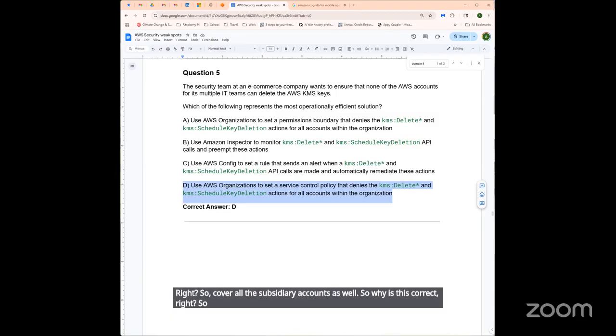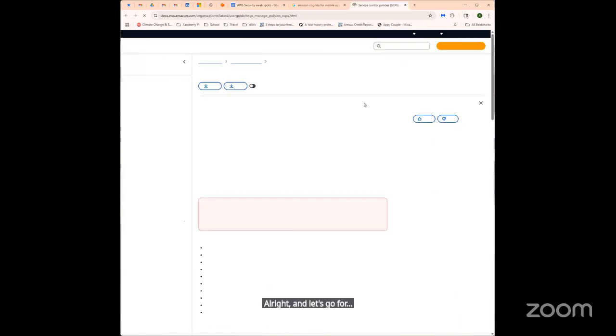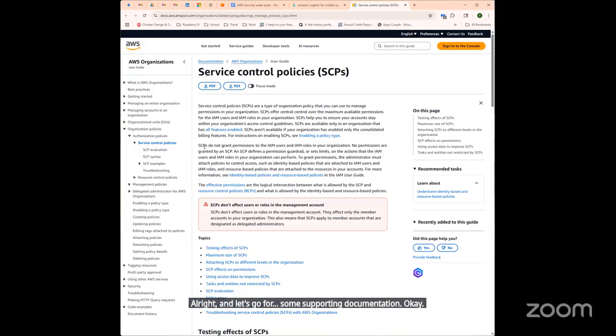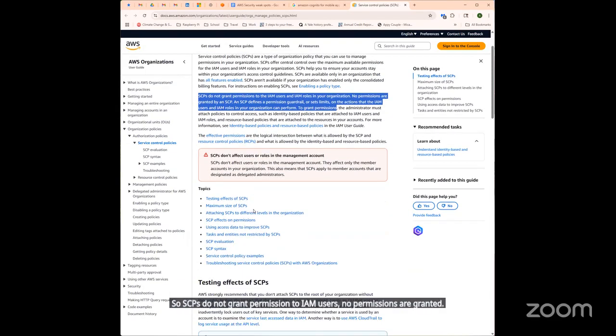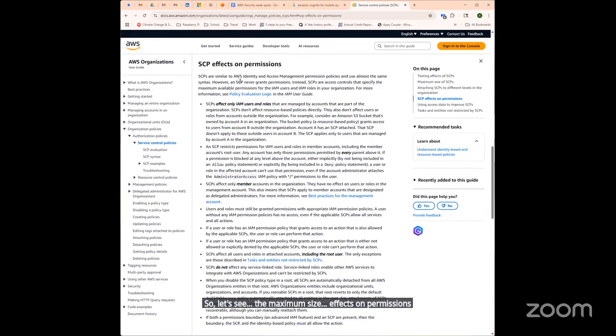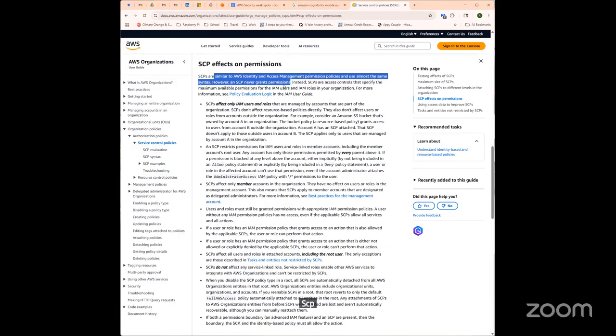Service control policies allow central control over the maximum permissions that can be delegated to IAM identities across member accounts. So a service control policy with a deny statement ensures no identity in the member accounts, even the root account, can perform these KMS key deletion actions. All right, and let's go for some supporting documentation. SCPs do not grant permission to IAM users. No permissions are granted. These are similar to IAM, however, SCP never grants permissions.